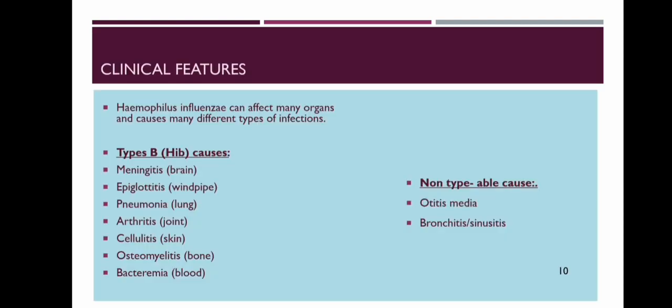Clinical features. Haemophilus influenzae can affect many organs and cause many different types of infection. Type B causes meningitis in the brain, epiglottitis in the windpipe, pneumonia in the lungs, arthritis in the joints, cellulitis in the skin, osteomyelitis in the bone, and bacteremia in the blood. Non-typeable strains cause otitis media, bronchitis, or sinusitis.